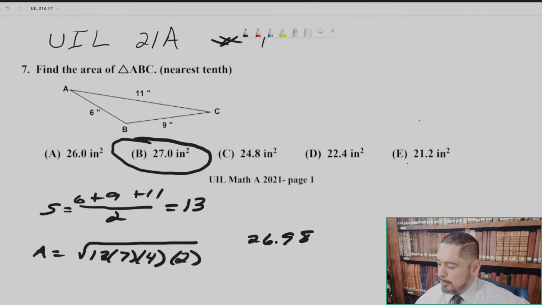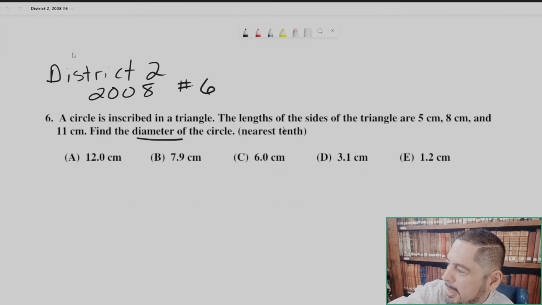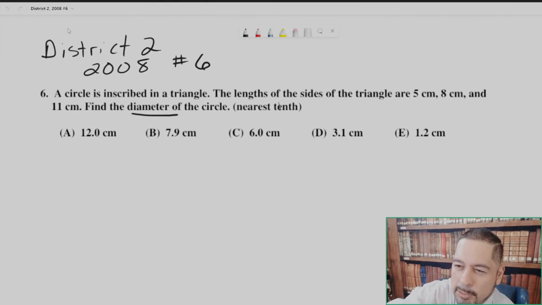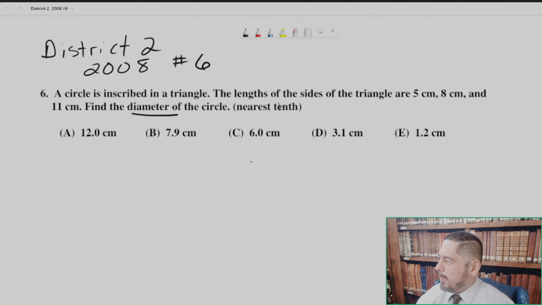All right, so that was a quick, straightforward application of Heron's formula. Nothing too incredibly difficult, but they get embedded in more challenging problems, and the next problem will be a more challenging problem in which you can use Heron's formula. The next problem, we're going to go all the way back to 2008. So back in the day, they used to have a District Week 1 and a District Week 2. And so this was from the District Week 2 in 2008, and this is problem number 6. It says, a circle is inscribed in a triangle. The lengths of the sides of the triangle are 5, 8, and 11. Find the diameter of the circle.